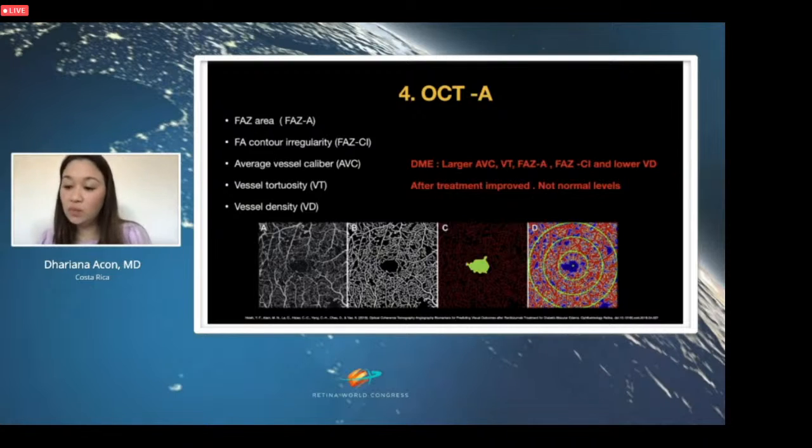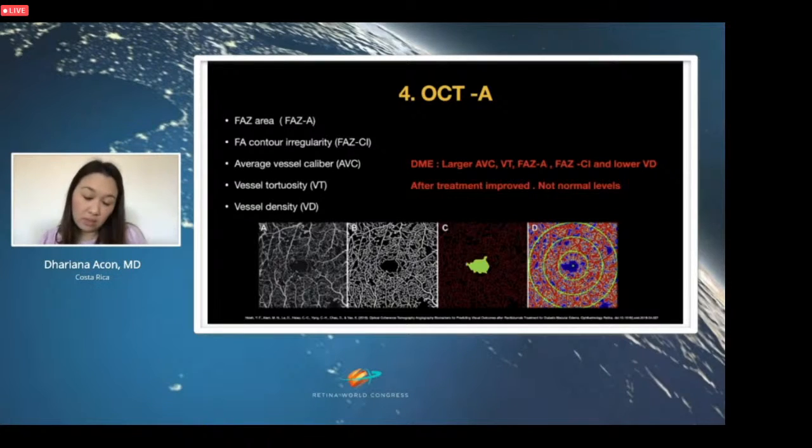In image B, we can see the extracted vessel map for measuring vessel caliber and vessel tortuosity. In image C, we can see the skeletal map showing the segmented foveal vascular zone, and we can see its boundaries. And in image D, we can see the fractal dimension image used to measure vessel density.